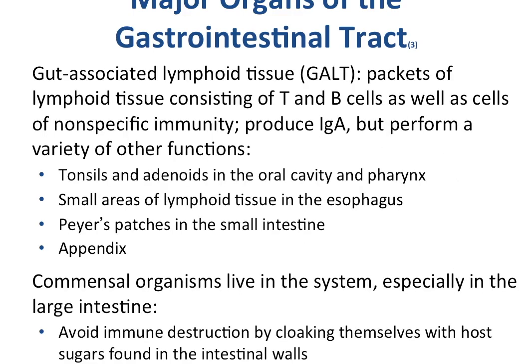Also, the GI tract contains lymphoid tissues called GALT. Those lymphoid tissues contain immune cells like T cells, B cells, and other cells. They can secrete IgA, and they can also directly phagocytose the bacteria. Those lymphoid tissues exist in the tonsils, the esophagus, the small intestine, and the appendix.